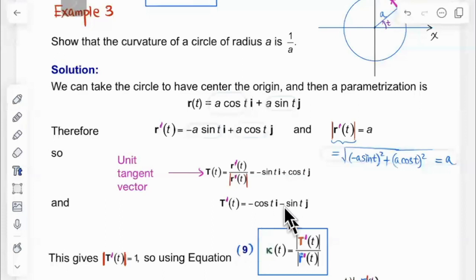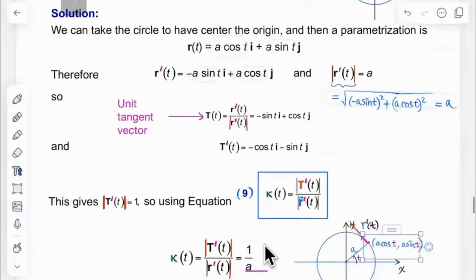Now we're going to find the magnitude of T prime. Square this plus the square of this, we will get 1. And take the square root, we also get 1. So the magnitude of T prime of t is going to be 1. Now using this formula for curvature, the magnitude of T prime here is 1, the magnitude of r prime here is a. So the curvature is 1 over a.